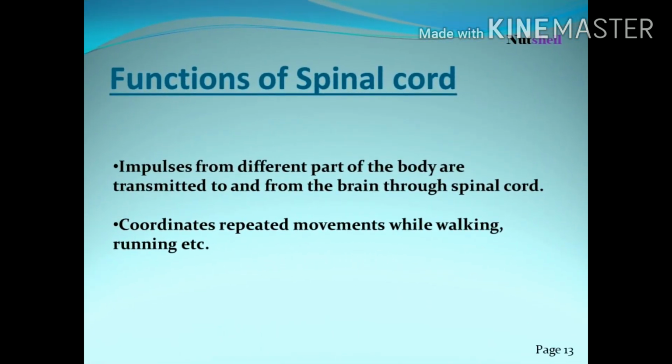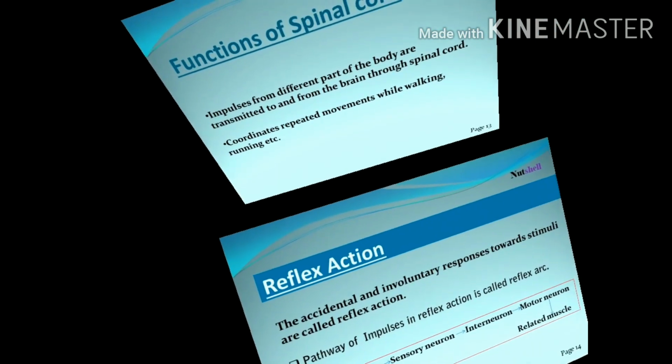Now we have to go through the functions of the spinal cord. Impulses from different parts of the body are transmitted to and from the brain through the spinal cord. The spinal cord coordinates repeated movements while walking, running, etc.